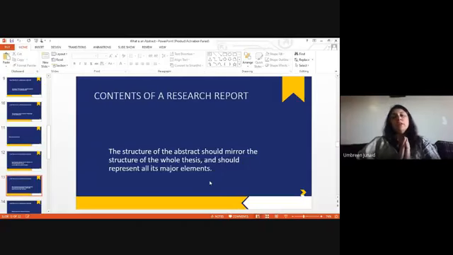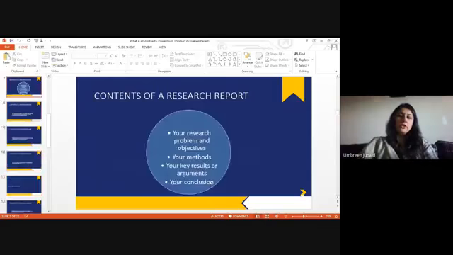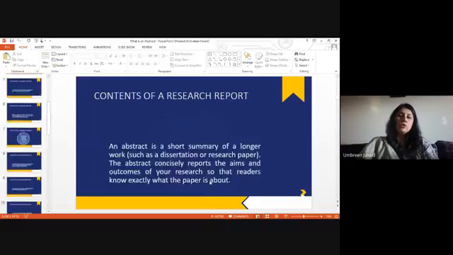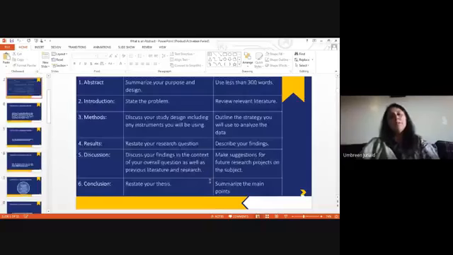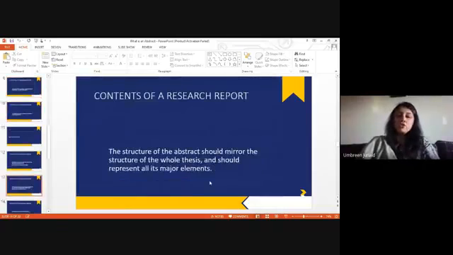When we say structure, I will have to go back to the table. If you just look at this table, this is the structure of your thesis. One is the abstract, two is the introduction, three is the methodology, four is the result, five is the discussion, and six is the conclusion. This is the structure of your thesis. So your abstract must follow the structure of the whole thesis.